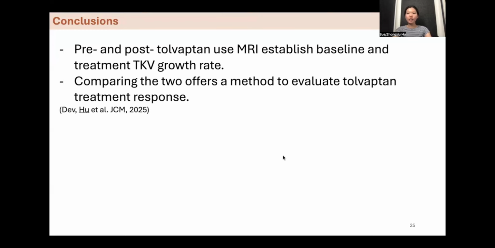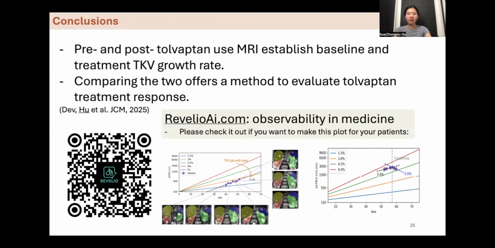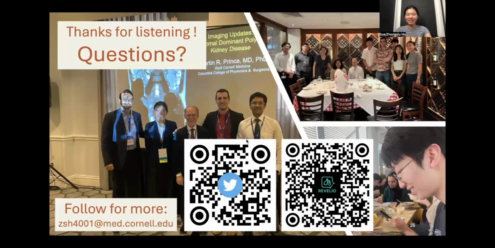In summary, our study established a method to evaluate tolvaptan treatment response using TKV growth rate calculated from serial MRIs. So in order to provide this tool to all patients and all providers, we are working very hard to make this available at revalueai.com. Here is a QR code for more information if you also want to make this kind of graph for your patients.